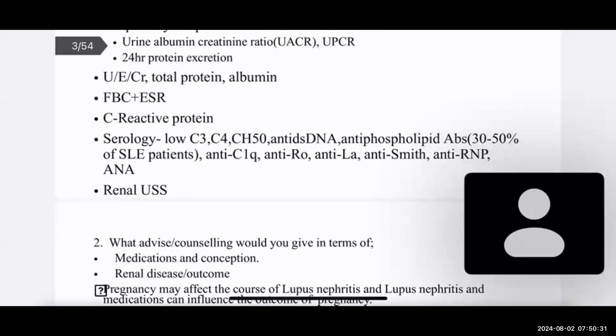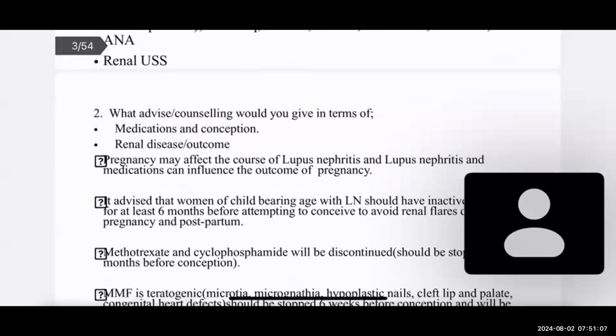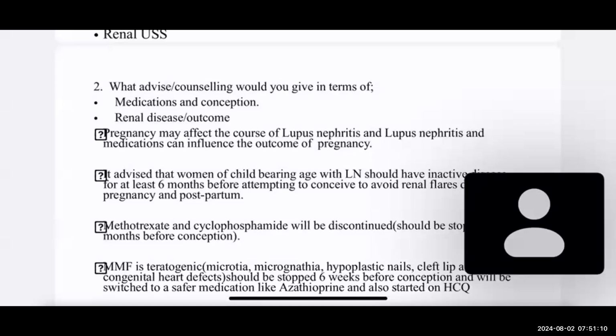And then other antibodies would be important to look at, especially considering the fact that they told us she's pregnant. Some of the key antibodies to look out for are the anti-La and anti-Ro antibodies, because if either of them is positive, the risk of the fetus having some congenital heart defect is also very high. So it's important to also look out for other antibodies. And then renal ultrasound would also be helpful to rule out hydronephrosis or some other obstructive nephropathy.